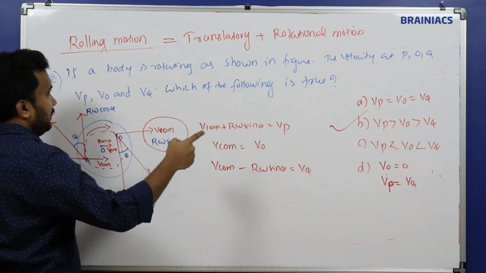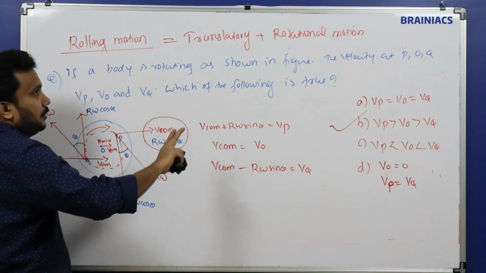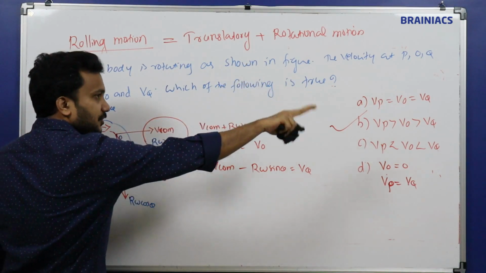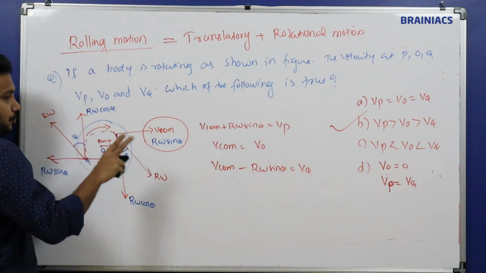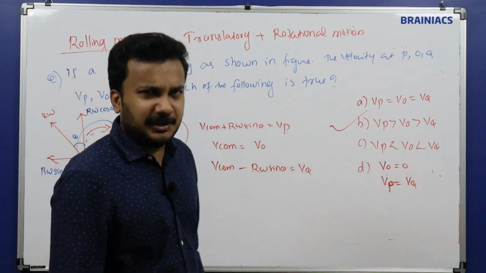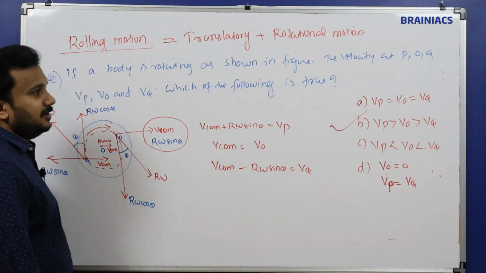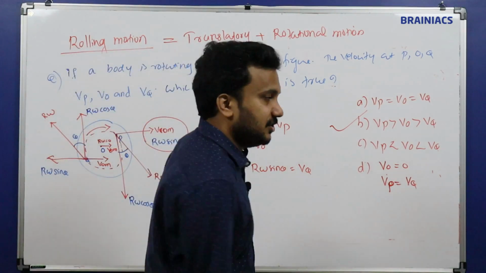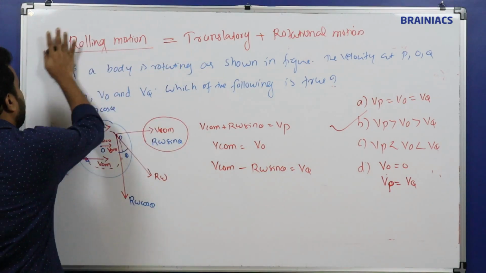Hope this is clear, right? Why are we considering the horizontal component? Because the motion is horizontal. Motion is not up and down, not vertical. So this factor has no role in deciding the value of Vp and Vq. If you consider the same component here and here as well, it has no meaning because it's a rolling motion in the horizontal direction. Let's move to the next topic.